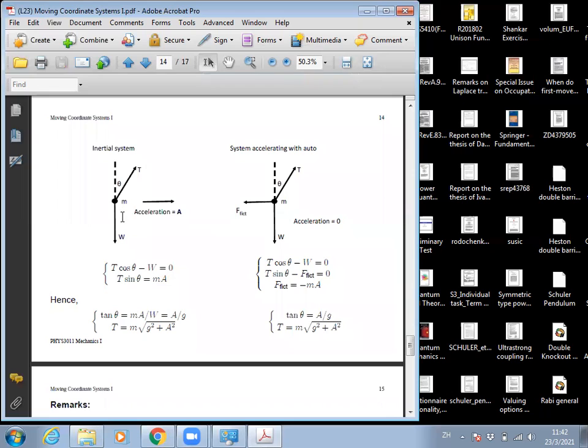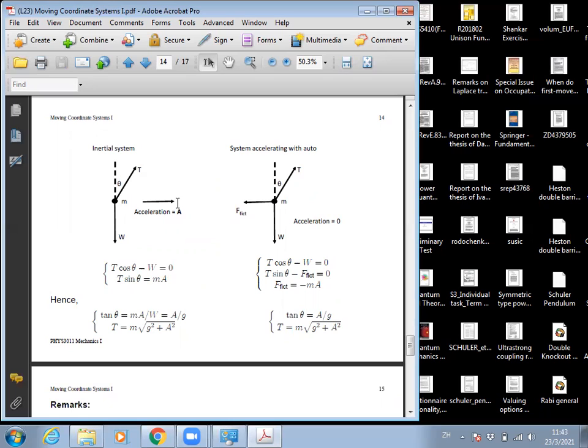Okay, in the inertial frame, we draw the force diagram of the mass m. It is attracted by the gravitational force downward, denoted by W. And also a force is exerted on the mass through the string, and this is the tension, all right? And the direction of the tension makes an angle theta with the vertical line. And this is the acceleration of the mass, all right?